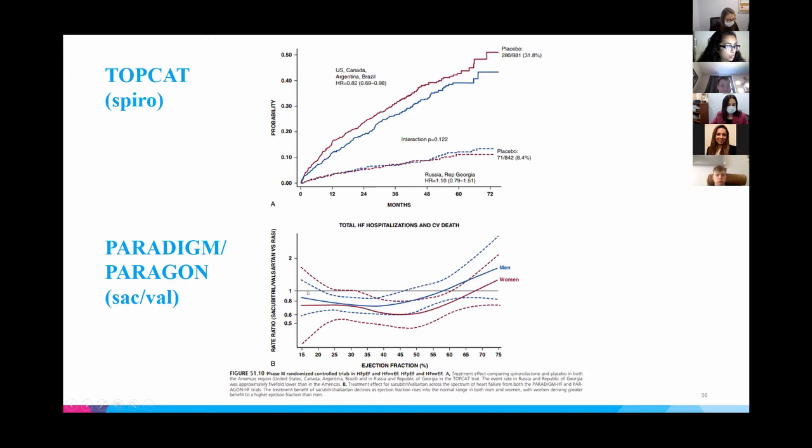What you see here is essentially the benefit across ejection fraction. One is neutral here, and this is for men and this is for women. You get to that around somewhere in ejection fraction between 55 and 60, and then for women, maybe even up to 65. So it shows the treatment effect for Entresto across the spectrum of heart failure from both trials. The treatment benefit declines as the ejection fraction rises into the normal range for both men and women, but women for some reason derive a greater benefit at a higher ejection fraction than men.